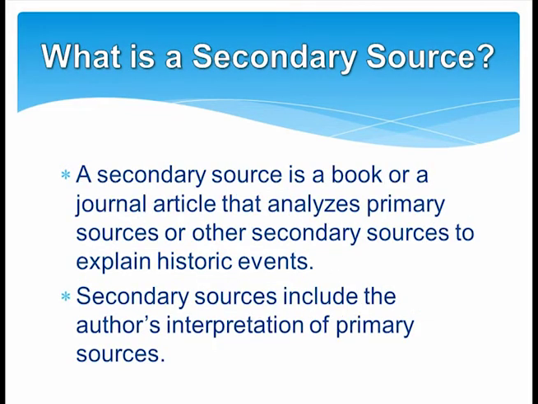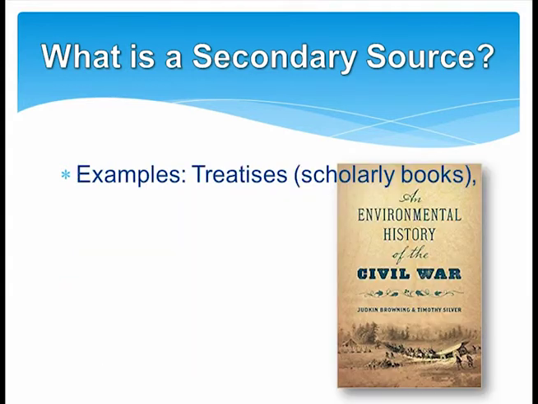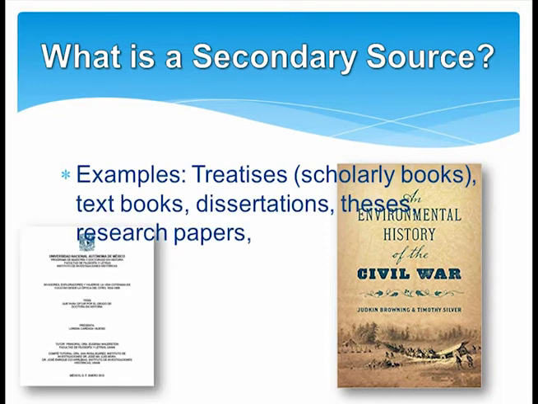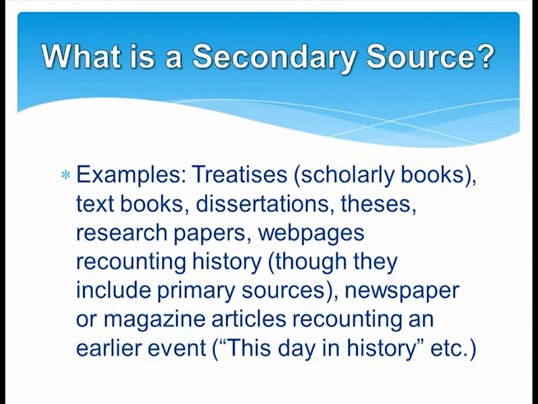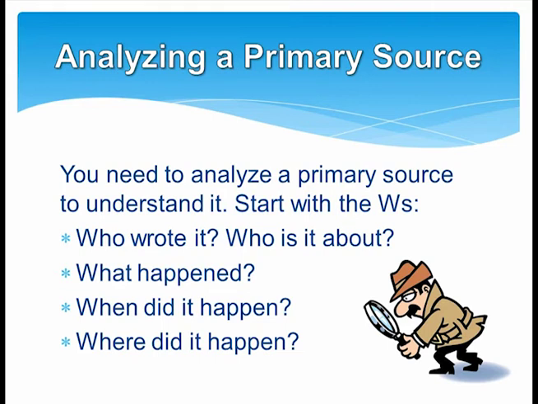A secondary source is a book or journal article that analyzes primary sources or secondary sources to explain historic events. Secondary sources include the author's interpretation of primary sources. Examples of secondary sources are treatises, textbooks, dissertations, theses, research papers, web pages, and newspaper or magazine articles recounting an earlier event. You need to analyze a primary source in order to understand it.